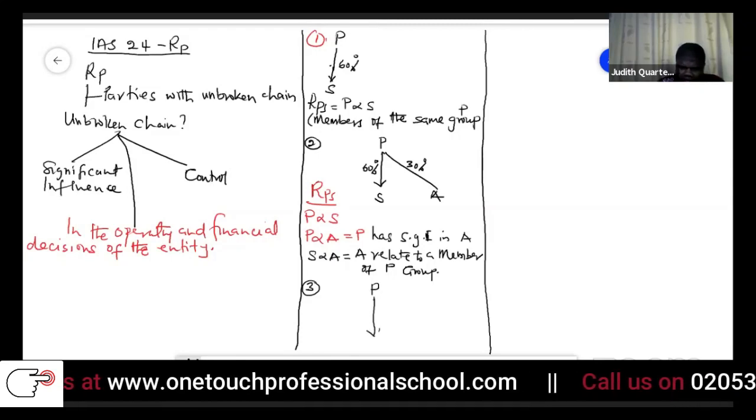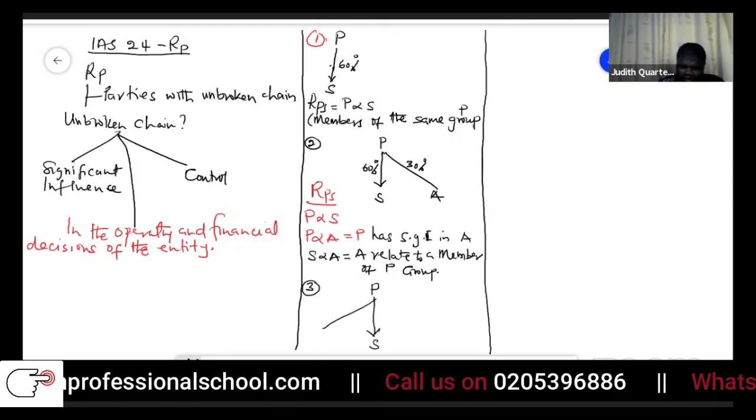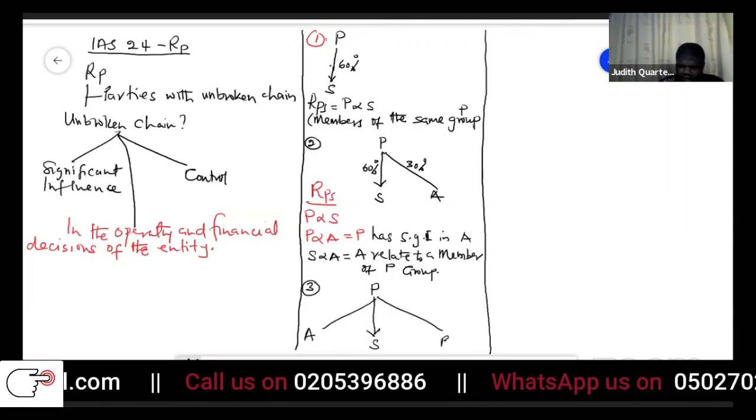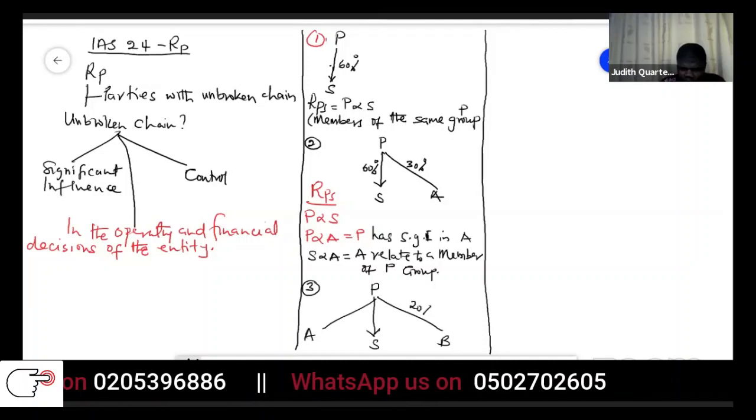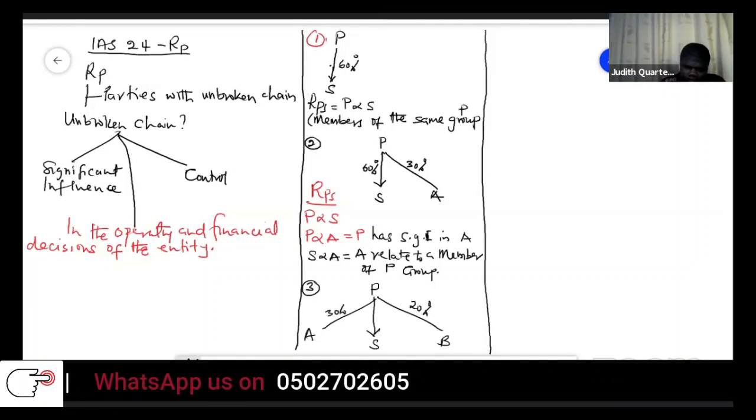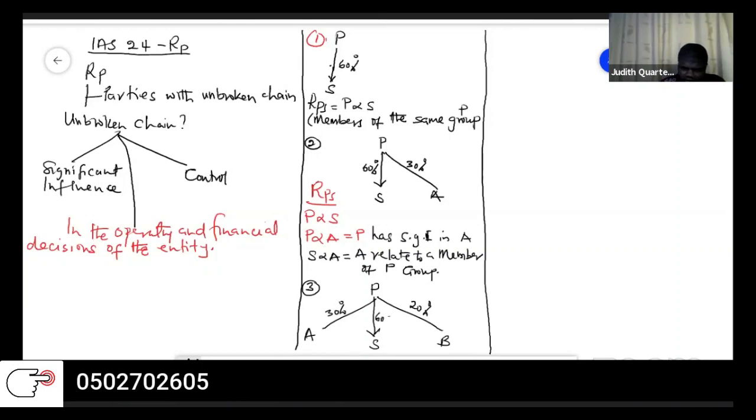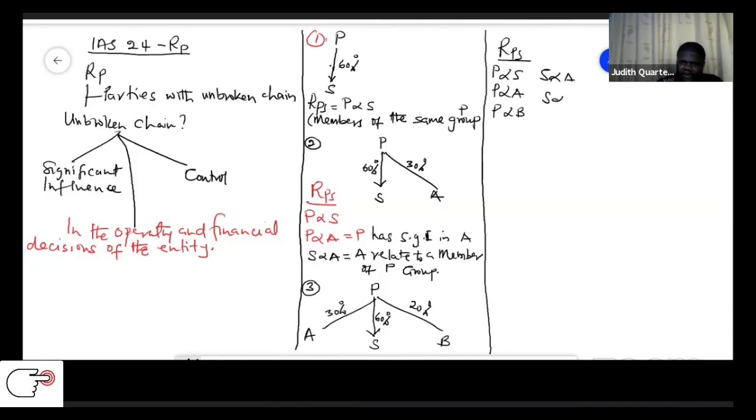Number three, and I want you to take an important note. P acquires 60% of S, 20% of A, and 30% of B. Related parties: P and S is already established. P and A is already established. P and B is already established. S and A is already established. S and B is already established. What about A and B?